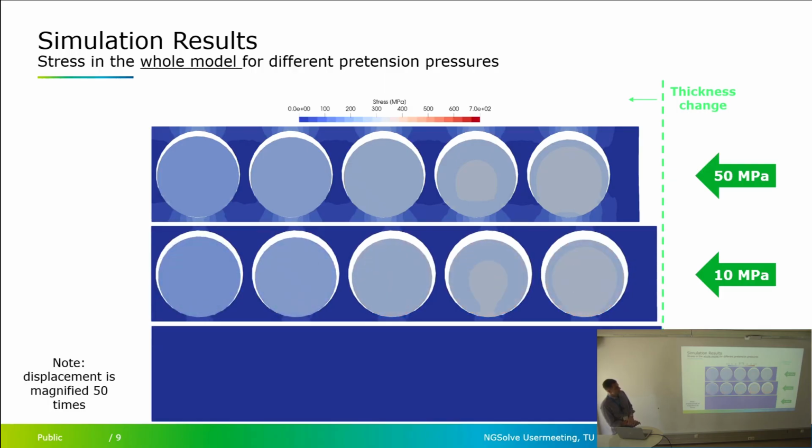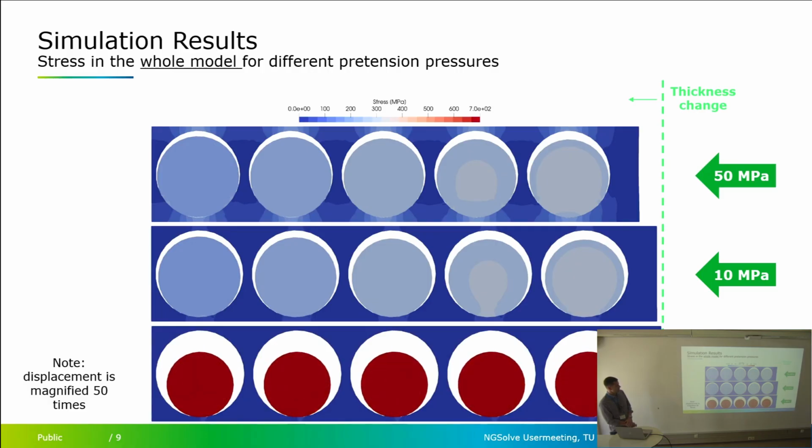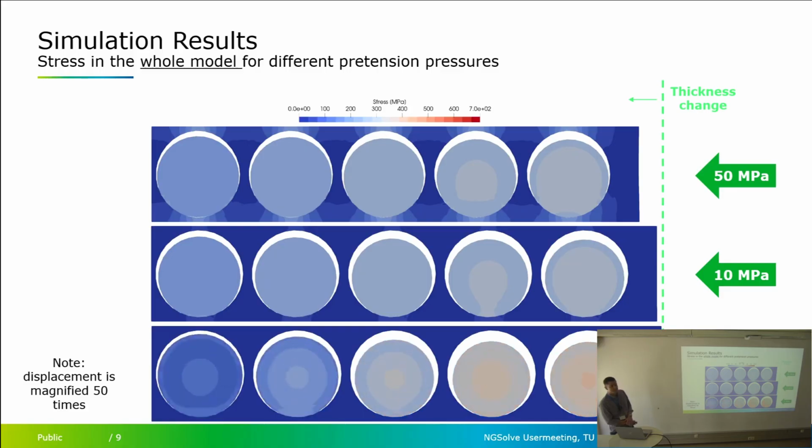And I also marked here a line to easily determine thickness change of the cell, which is also very important in the mechanical model of the whole cell. And this is for 1 MPa. Displacement is magnified 50 times, so it's not that big of a contact gap.